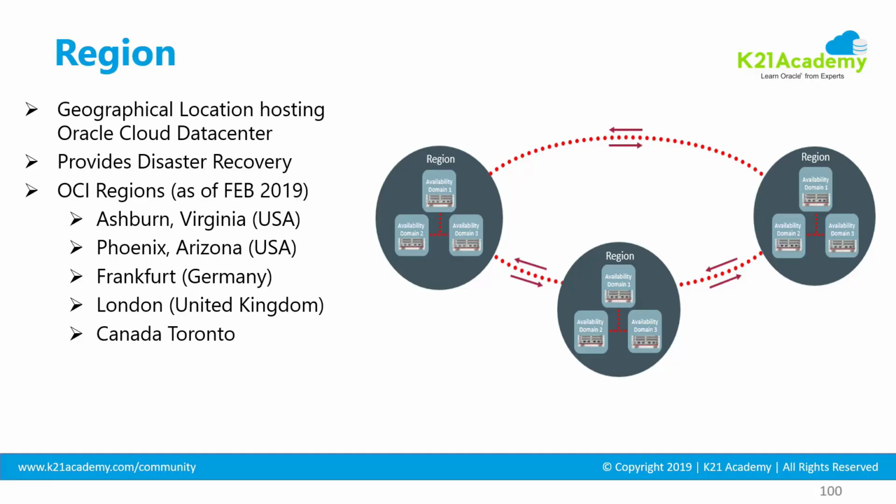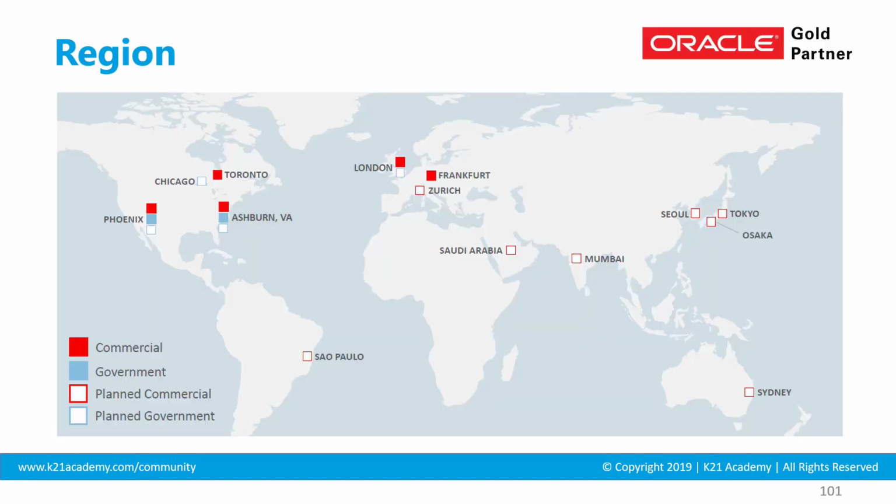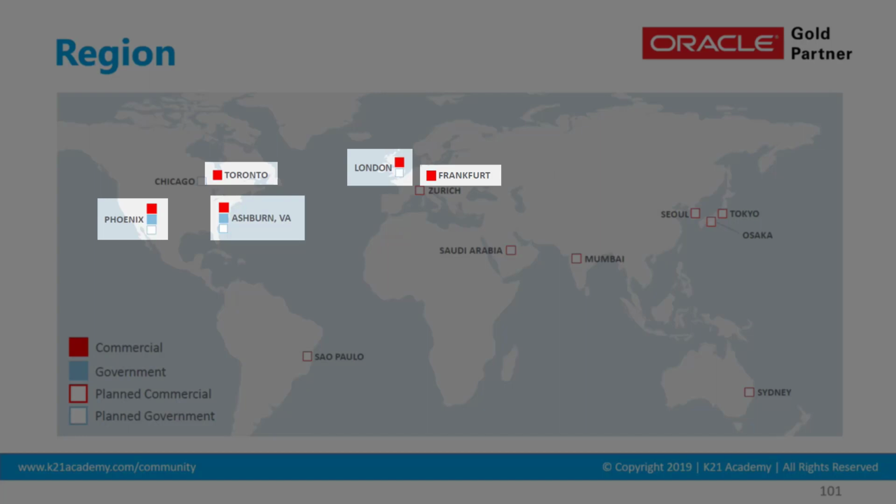A region is nothing but a geographical location hosting an Oracle cloud data center. Now, as of February 2019, there are 5 data centers: 2 in the US, 1 in Germany, 1 in London, UK, and 1 in Canada. So this diagram represents the red squares. These are commercial data centers in that specific region that are currently live.